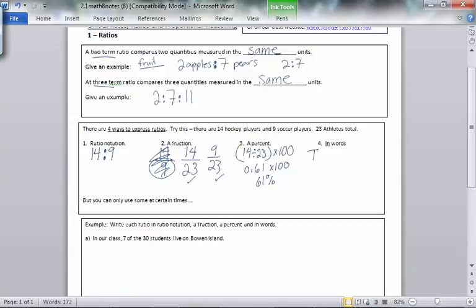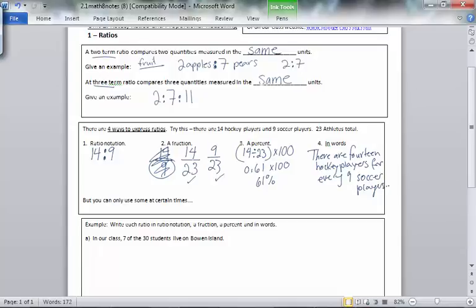We would say there are 14 hockey players for every 9 soccer players.